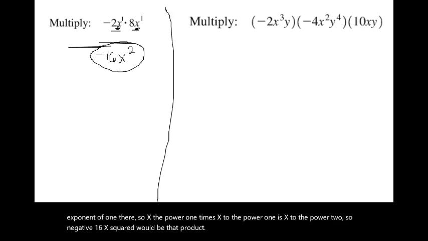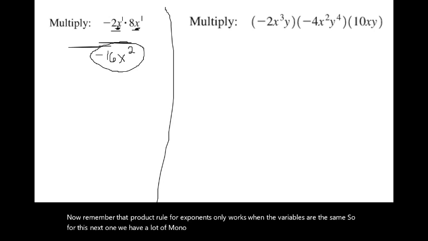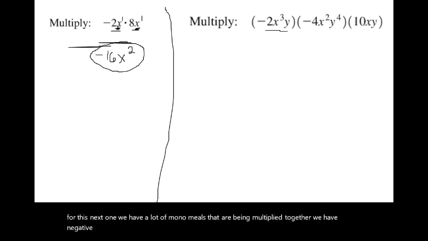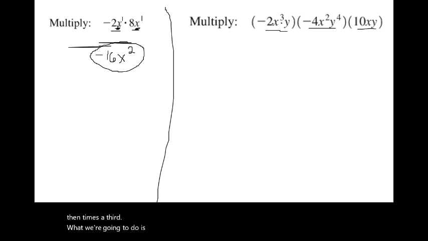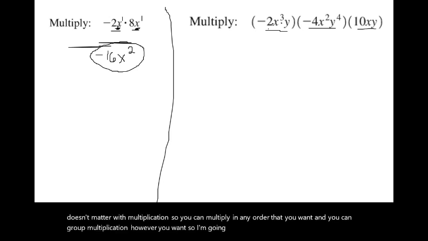Now remember, that product rule for exponents only works when the variables are the same. For this next one, we have a lot of monomials that are being multiplied together. We have negative 2x cubed y, and remember, this is all just one giant term, times another monomial, and then times a third. What we're going to do is multiply this in pieces, because remember, order doesn't matter with multiplication. You can multiply in any order that you want, and you can group multiplication however you want. So I'm going to first multiply the coefficients together. Negative 2 times negative 4 is positive 8.